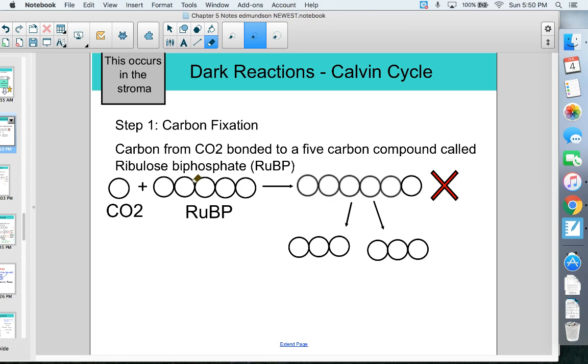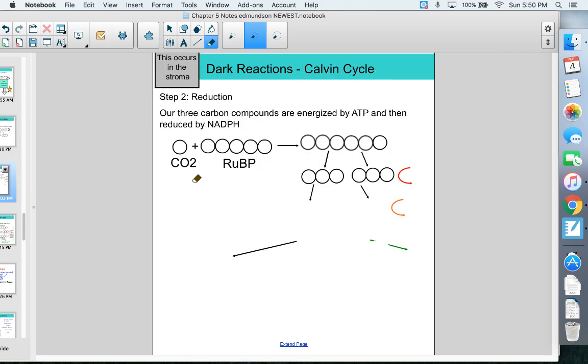So I'm going to move into the second stage of our dark reactions, or our light independent reactions, or the Calvin cycle, which is called reduction. Okay, remember we talked about this word reduction. Reduction means that we are going to be adding things together. In the process, we are gaining electrons. So remember, G-E-R, gaining electrons is reduction. So we're adding things together. We're taking this 3 carbon compound and we're energizing it.